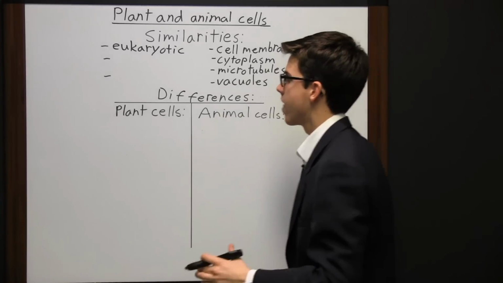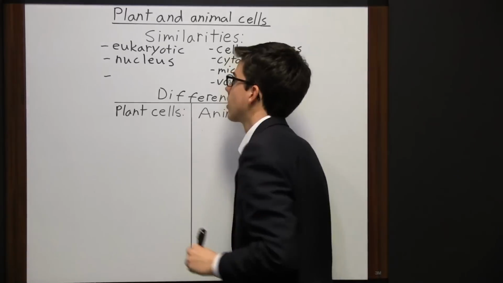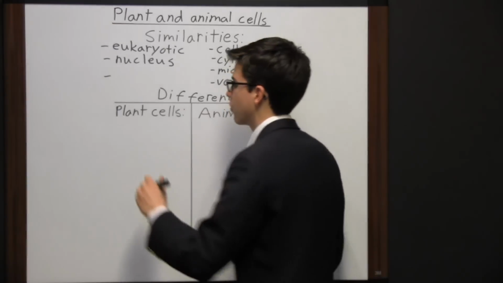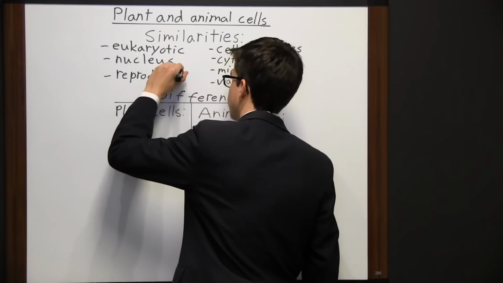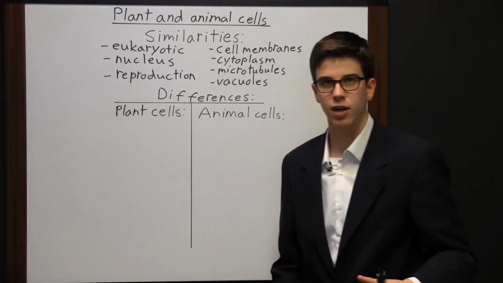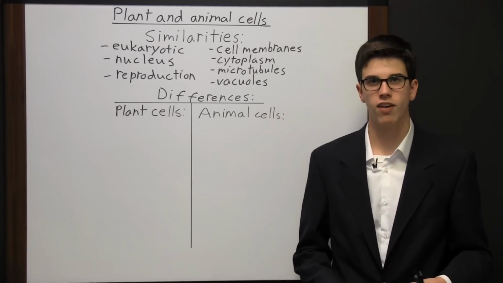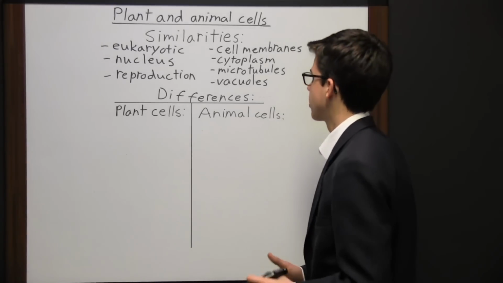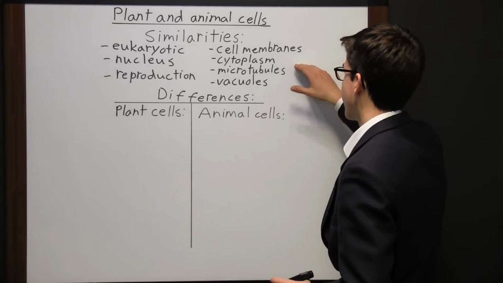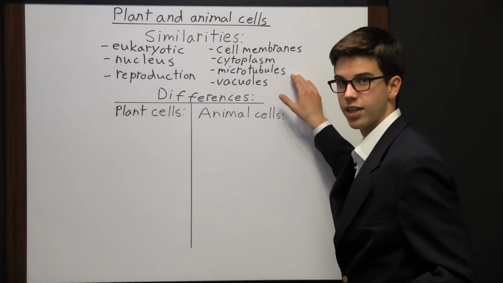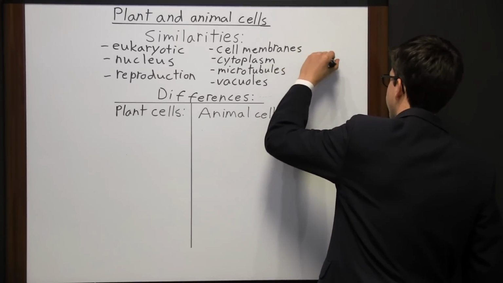And since they're eukaryotic, they both have a nucleus. And then a third important similarity is their reproduction process. Both plant and animal cells reproduce by duplicating genetic material, separating it, and then dividing it in half. There are also some other similarities related to parts of the cells. They both have cell membranes, cytoplasm, microtubules as part of their cytoskeleton, vacuoles, and then many other structures are the same.